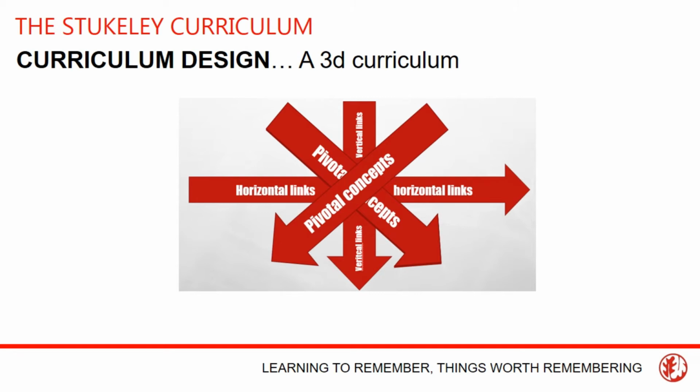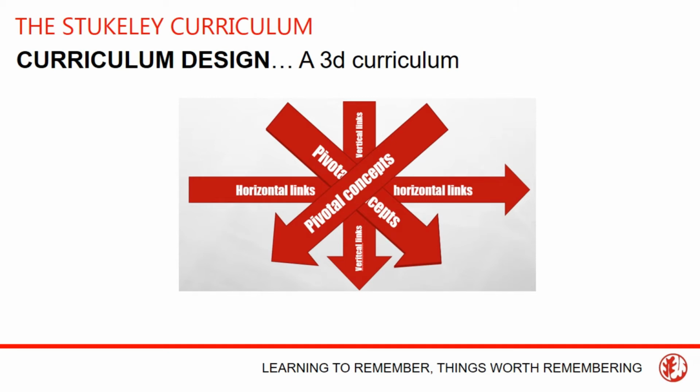The vertical links are those key concepts that are revisited year on year in different contexts within the same subject discipline. This might be the idea of government in history, a concept that comes up in almost every era studied. The horizontal links are those concepts or ideas that cross the boundaries between different subject disciplines. So when we learn about rivers in geography, it makes sense to link this to learning about the water cycle in science, for example.